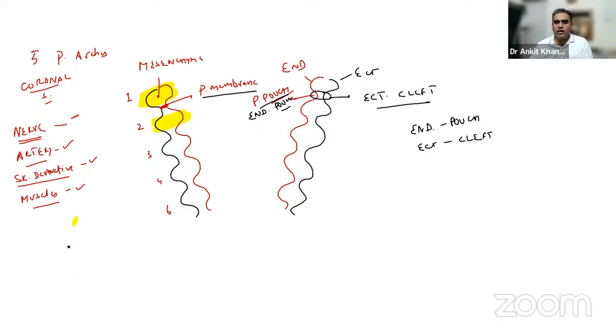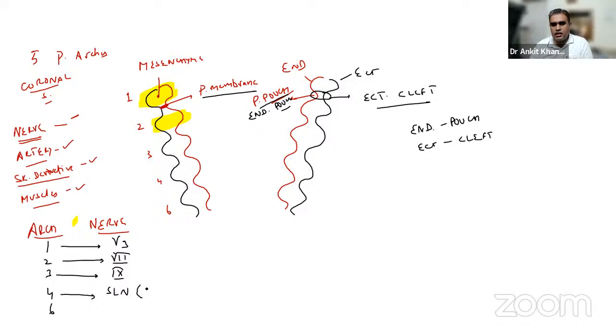Let me tell you the nerve in the beginning. Suppose I write the number of the arch: first arch, second arch, third arch, fourth arch, sixth arch. First arch nerve is the mandibular nerve. Second arch nerve is the seventh, or facial nerve. Third arch nerve is the glossopharyngeal, or ninth cranial nerve, because cranial nerves only will come over here. Fourth arch nerve is the superior laryngeal nerve, a branch of vagus. And sixth arch nerve is the recurrent laryngeal nerve, a branch of vagus. You know the nerve of each arch.